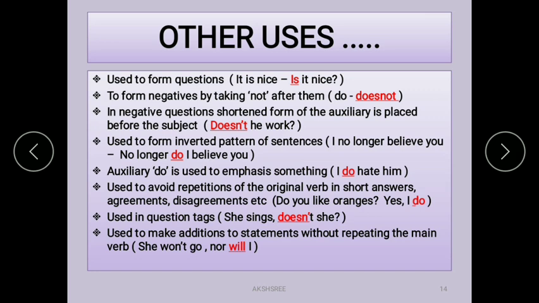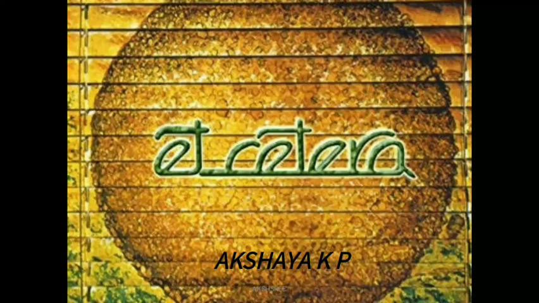These are some of the other uses of both primary auxiliaries and modal auxiliaries. So this is all about auxiliary verbs in short. We have to look at each and every auxiliary in detail, which we can discuss in the next classes. Hope all of you have understood. Keep supporting. Thank you.